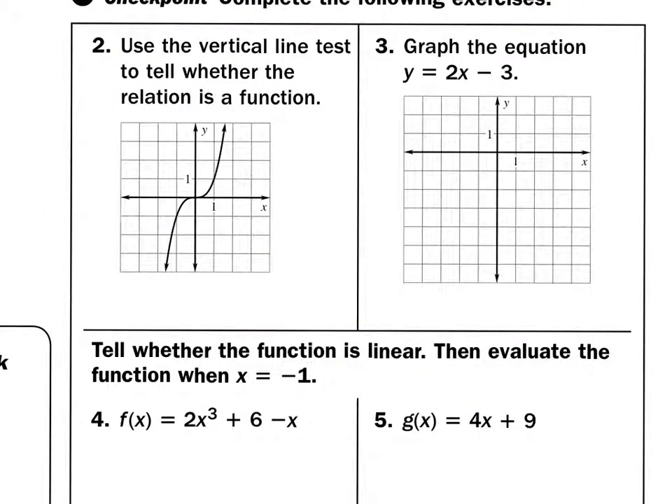Okay, checkpoint. You need to do these 4 checkpoints. On 3, make sure you make an XY box. Choose points that are on the graph. You don't want to choose x is 10, because that point would be somewhere over here, right? And you just don't want to go off the graph. On 4 and 5, go ahead and say whether it's linear, evaluate at negative 1.